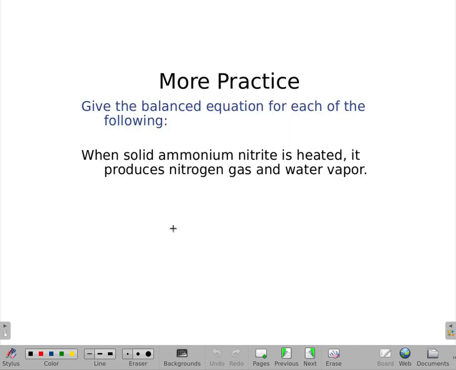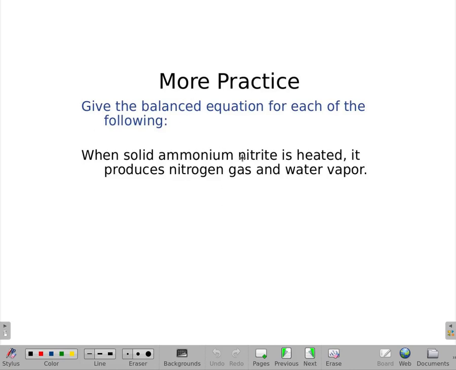All right, another one of these. I have solid ammonium nitrate is heated. When you heat up ammonium nitrate, it produces nitrogen gas and water vapor. It's actually borderline why this stuff can be dangerous. Why we do end up using it as fertilizer. If it gets hot too fast and it produces a bunch of gas, that is potentially an explosion.